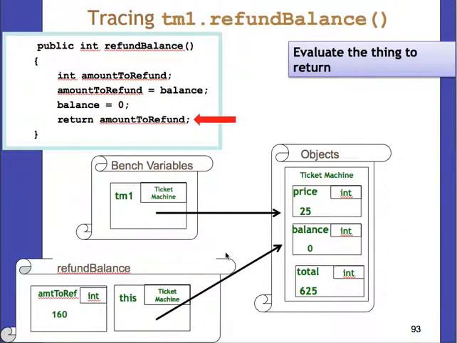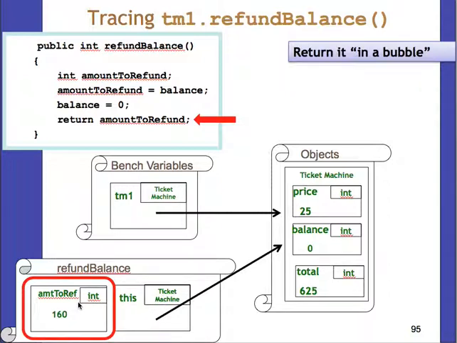Finally, it says return amount to refund. We're going to evaluate the thing we have to return. Oh, look, it's in this box. We don't have to follow the arrow. It's 160. We got to return 160. So we're going to return it in a bubble. I'll explain what I mean more as we go on, but for now, draw it like this. There's your 160, the thing that we were returning.